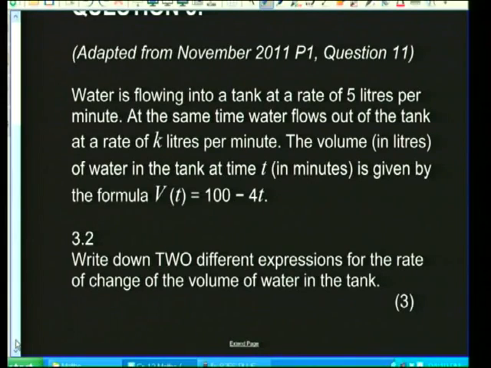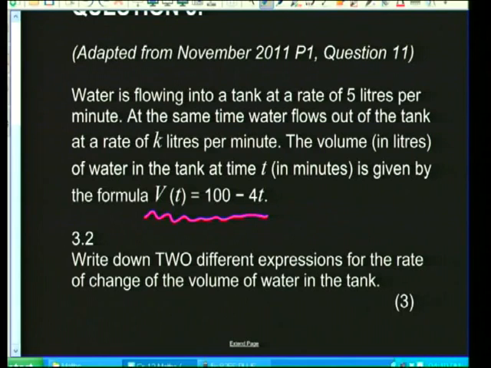Now we have to consider that water is running in and water is running out, and how we are going to work with that. They've asked us to write down 2 different expressions for the rate of change of the volume of water in the tank. The second they talk about rate of change, we are going to be working with our first derivative. Rate of change at a specific point is going to be your derivative.